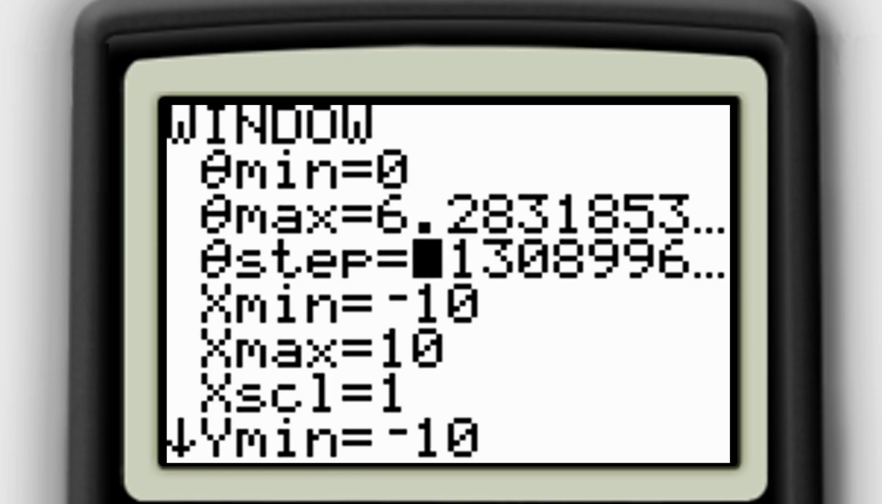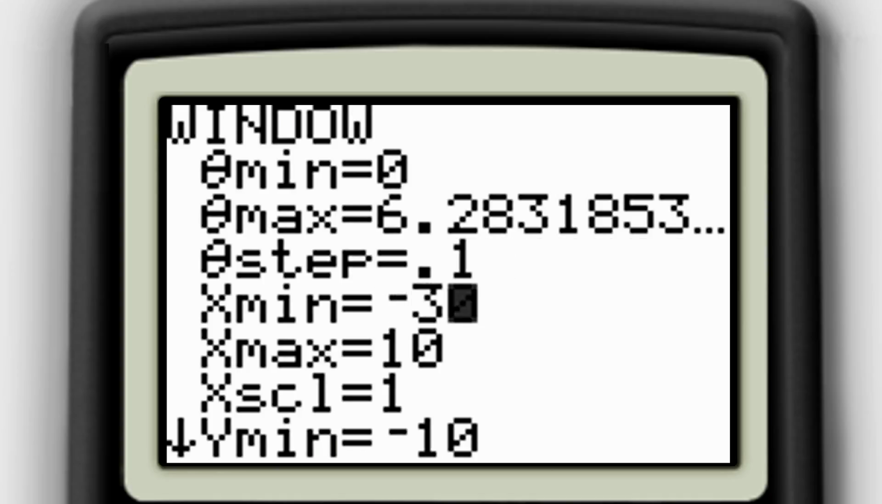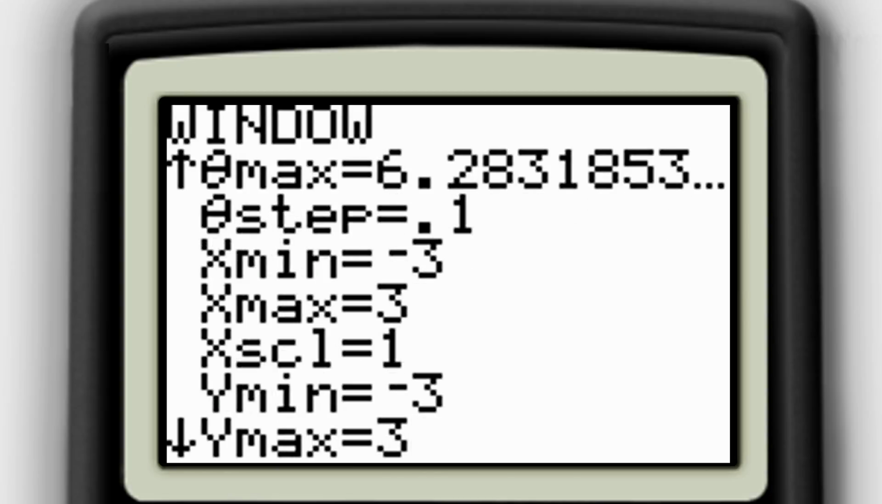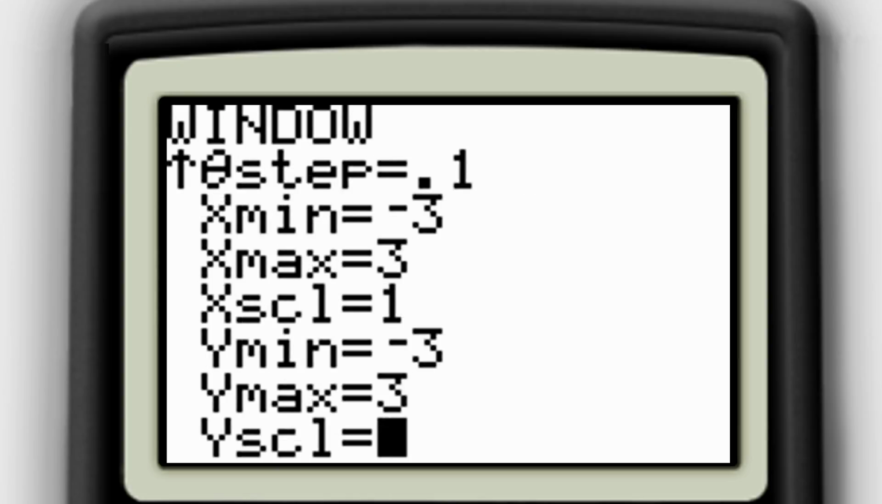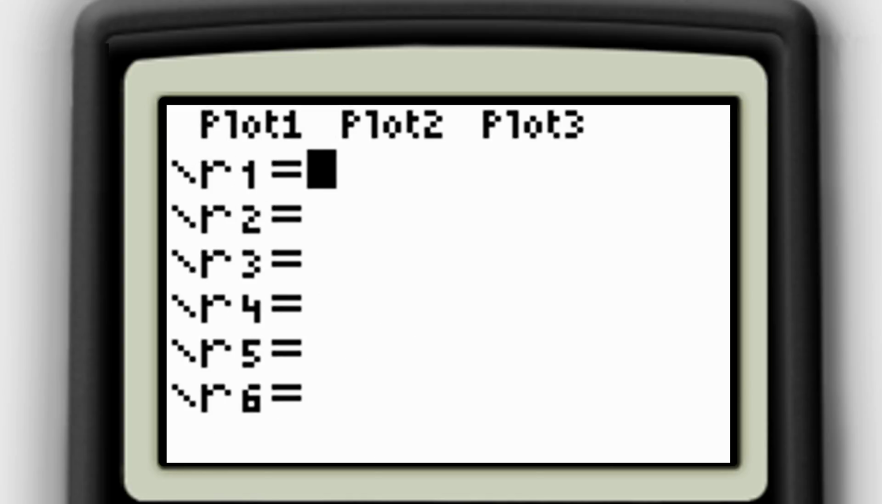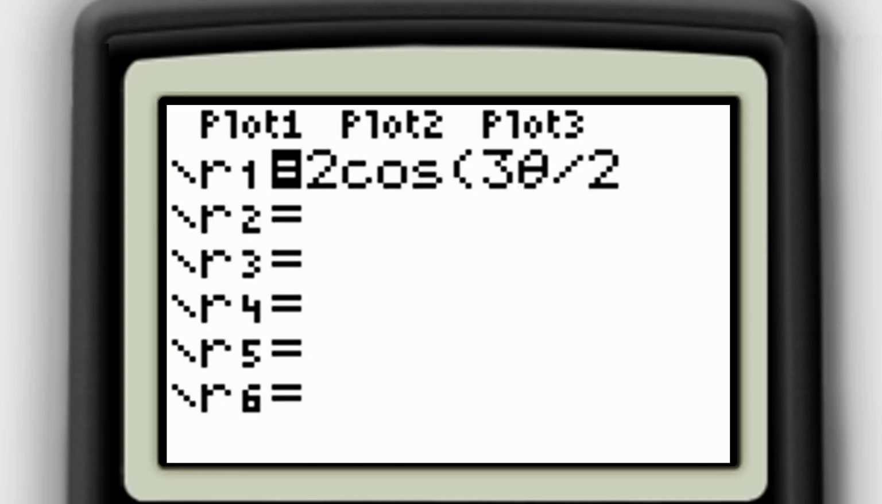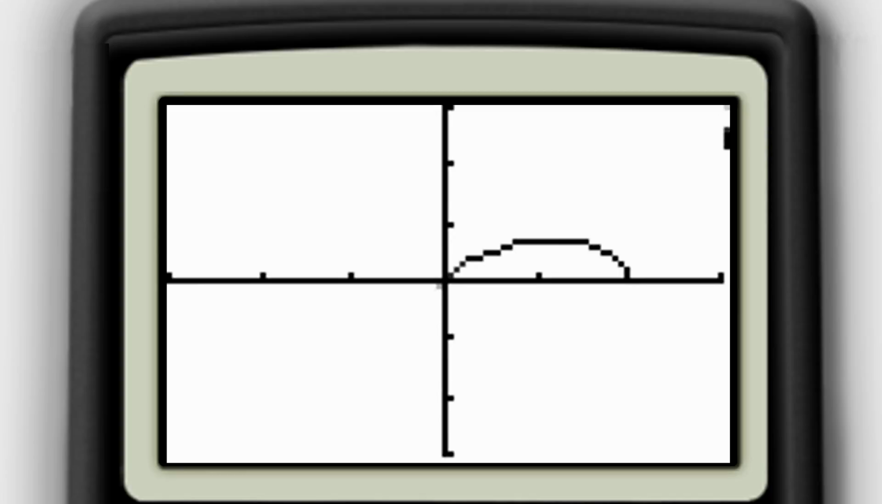We'll take theta step as something small like 0.1, x min of -3 to x max of +3, and our x scale of 1, and y min of -3 to y max of +3, and take the y scale also to be 1. And then lastly, let's go ahead and type in our equation. So into our function input, I'm going to type in 2 times cosine of quantity 3 theta divided by 2. And press graph.